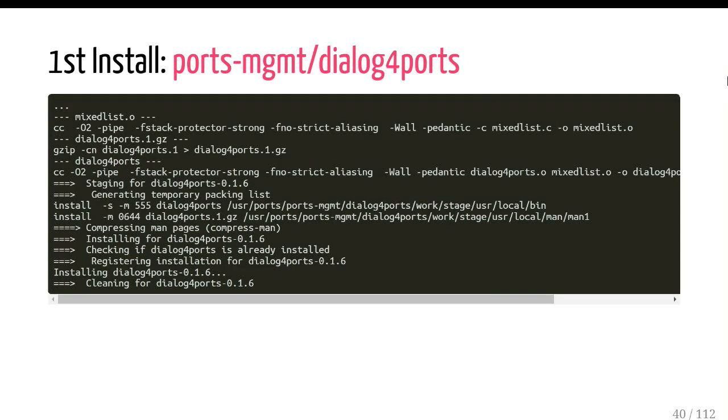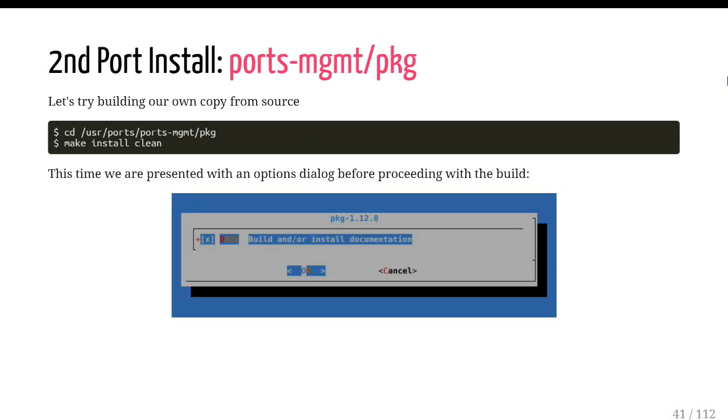That's just the rest of the build command there. And so let's install our second program now. Let's install the package tool again, and this time we'll do it from ports. So we'll cd into /usr/ports/ports-mgmt/pkg, and then we'll do a make install clean. And we're presented with this options dialog, which is what I was talking about before. The dialog4ports tool is the one that's actually providing this pop-up and options to select.